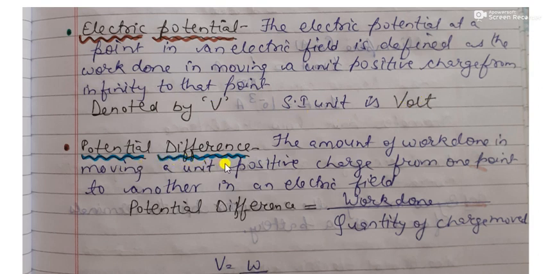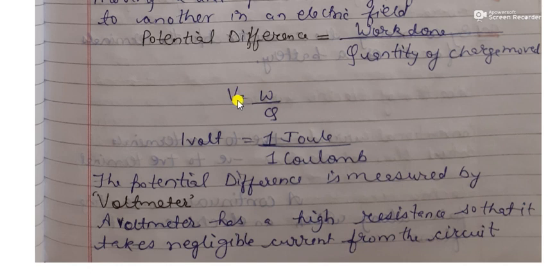Now potential difference is the amount of work done in moving a unit positive charge from one point to another in an electric field. In an electric field, if we are moving a unit positive charge from one point to another point, then the amount of work done would be the potential difference. So potential difference is equal to work done divided by the quantity of charge moved. So students, V is equal to W upon Q, because the charge is denoted by capital letter Q.